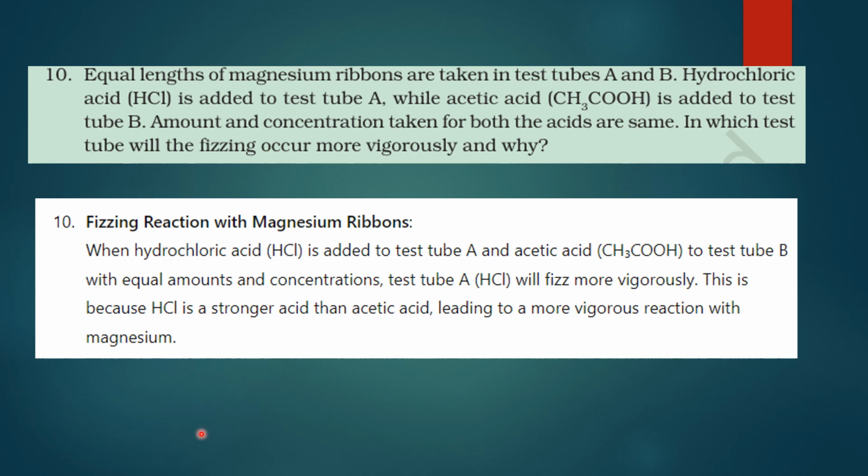Next is equal lengths of magnesium ribbons are taken in test tubes A and B. Hydrochloric acid is added to test tube A while acetic acid to B. Amount and concentration taken for both the acids are same. In which test tube will the fizzing occur more vigorously and why? Now if you compare these two acids, which is the stronger acid? HCl is a strong acid and CH3COOH is a weak acid. So the test tube A in which you have added HCl, the fizzing will be vigorous. Correct?